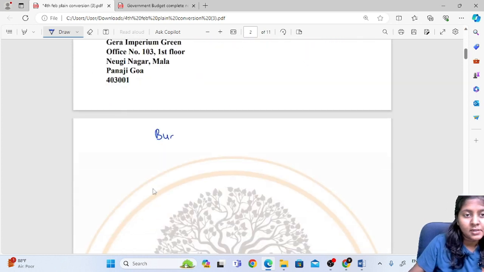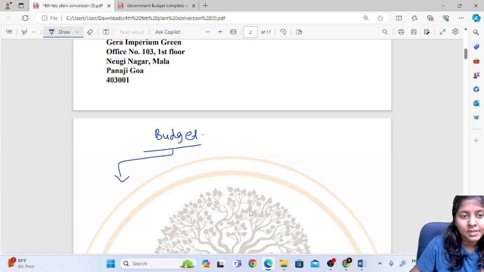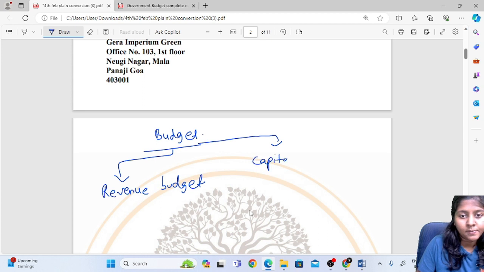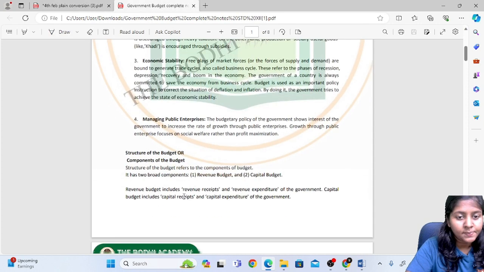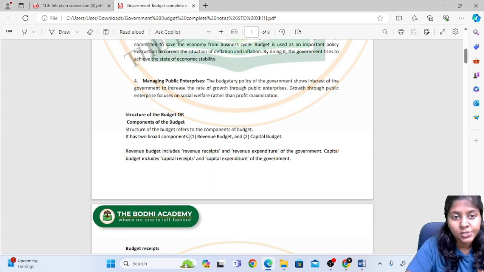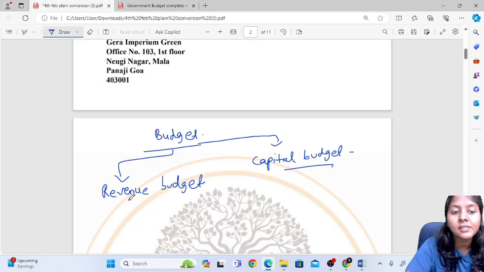budget is classified into two types: revenue budget and capital budget. Okay, so revenue and capital budget we have seen. The structure of the budget refers to the components of the budget, and it has two broad components, revenue budget and capital budget.